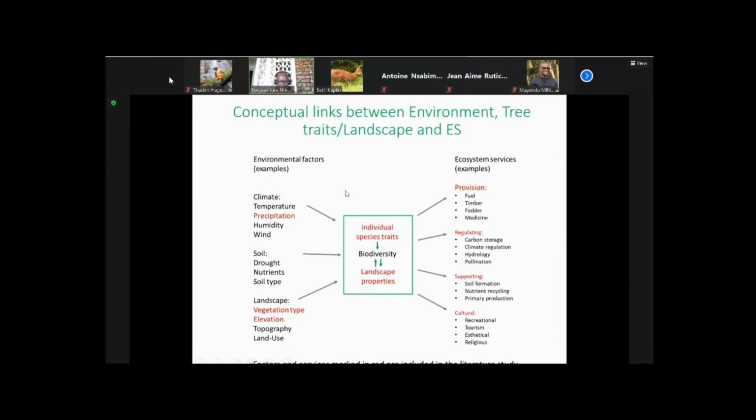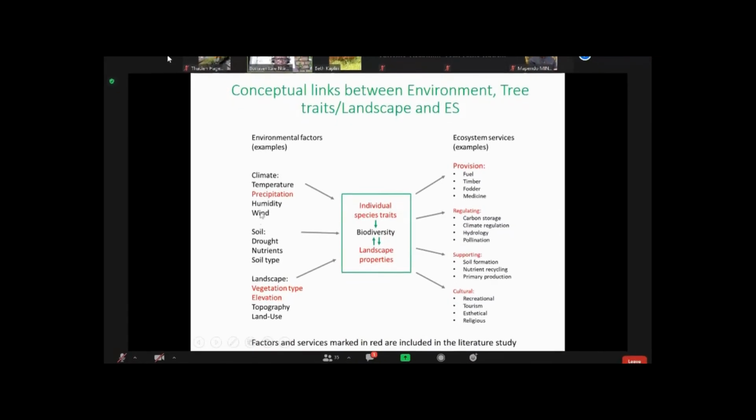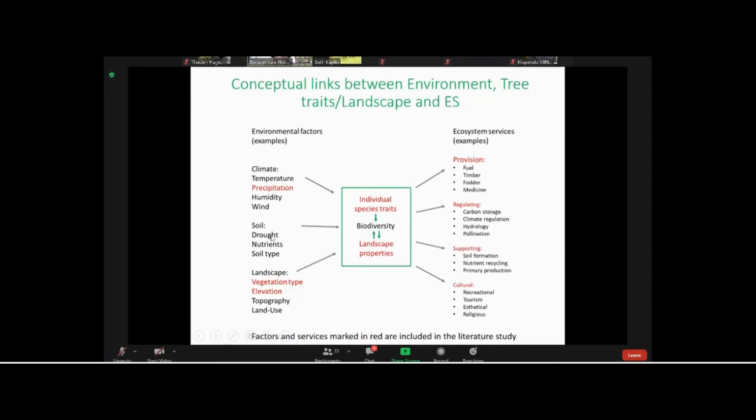And so we have a conceptual framework which links between environment, tree traits, landscape, and ecosystem services. Among environmental factors, we have climate: temperature, precipitation, humidity, wind; and soil: drought, nutrient, soil type. Landscape includes vegetation type, elevation, topography, and land use. But we are interested in the red highlighted, which is the precipitation, the climate factor, and in landscape, we are interested in the vegetation type and elevation. And those are linked with individual species traits, which are also linked to landscape properties.